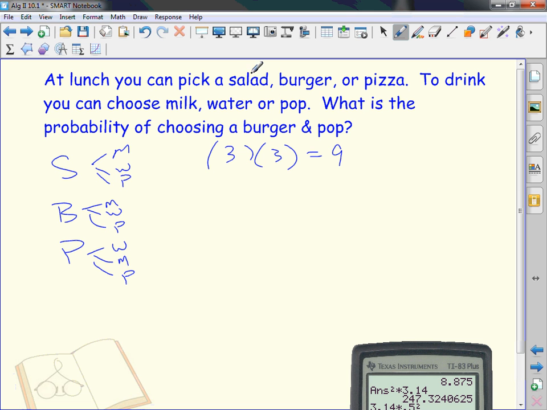How about if I said, all right, you have a salad, a burger, pizza, milk, water, pop, but you either get a cookie or chips. How many would there be? How many different possibilities? There are 3 choices for your entree, 3 choices for your drink, 2 choices for the add-on. There are 18. I don't need to draw this.